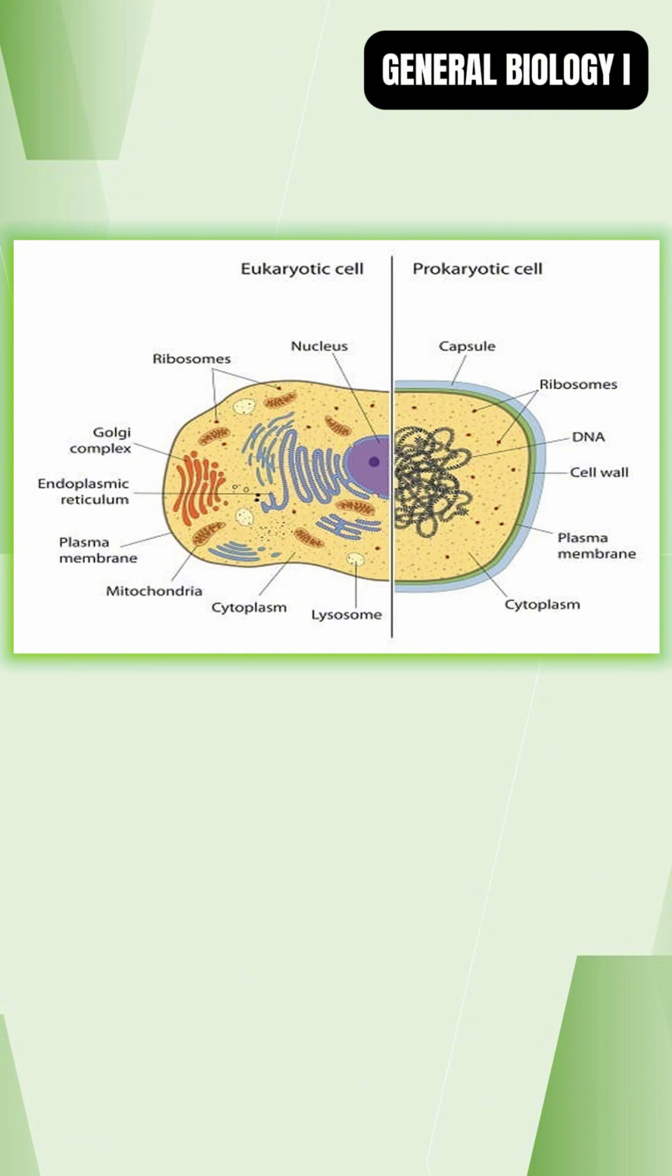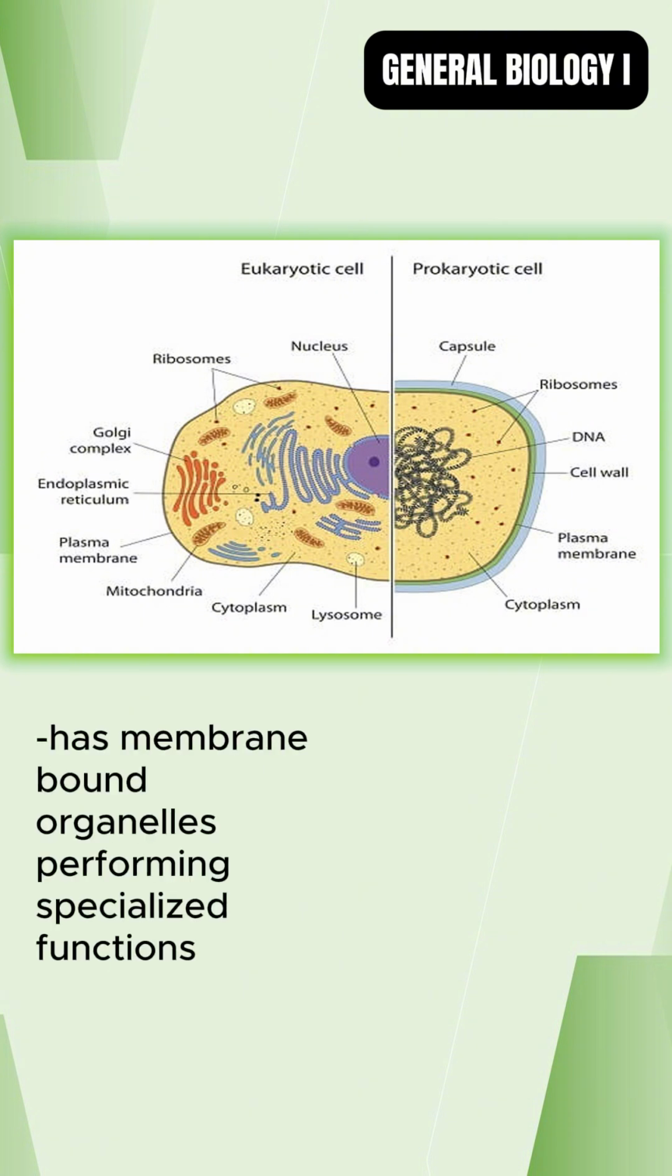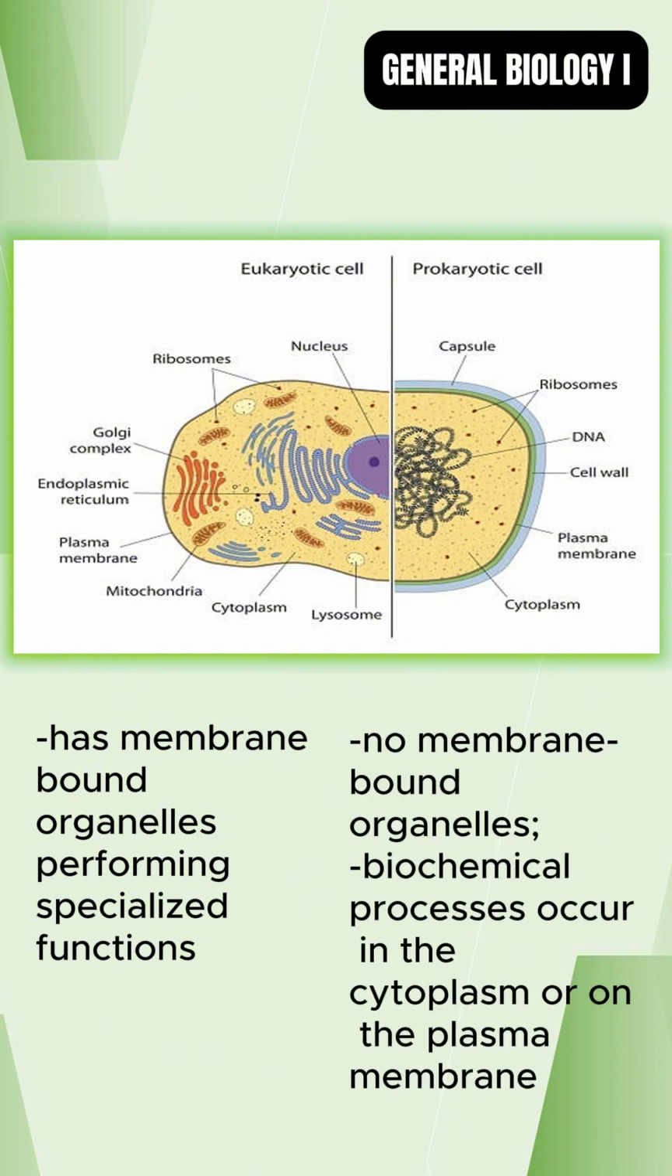Eukaryotic cells also contain a variety of membrane-bound organelles, such as mitochondria, endoplasmic reticulum, Golgi apparatus, and in plants, chloroplasts. These organelles perform specialized functions such as energy production, protein synthesis, and waste processing. In contrast, prokaryotic cells do not have membrane-bound organelles. Instead, all their biochemical processes occur in the cytoplasm or on the plasma membrane.